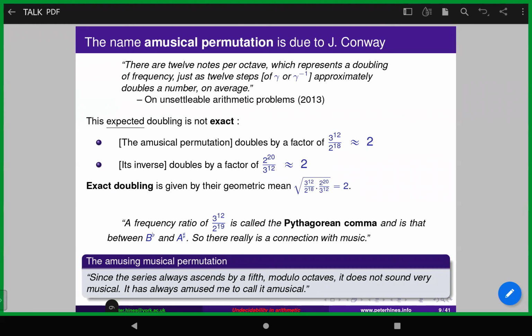Now, okay, so far so tenuous, but this expected doubling is not exact. If you run through the figures, the amusical permutation doubles by a factor that's almost 2 but not quite, and similarly for its inverse, almost 2 but not quite. But if you're working with musical scales and musical theory, if you want to know the note that lies in between two notes, what you do is you take their geometric mean. You multiply the two together and take the square root. And there you do indeed get the exact doubling.